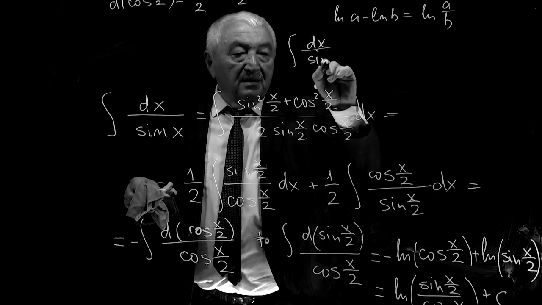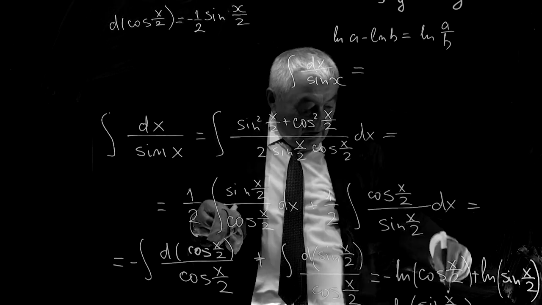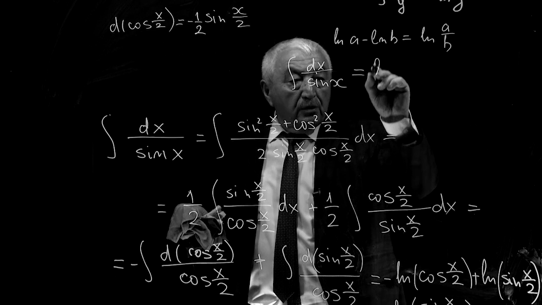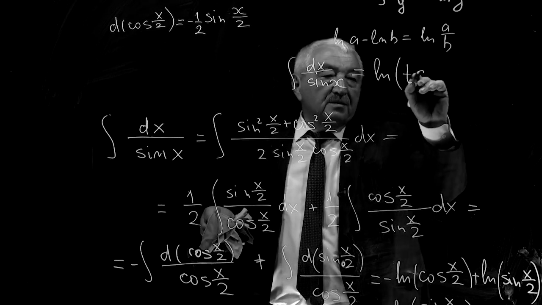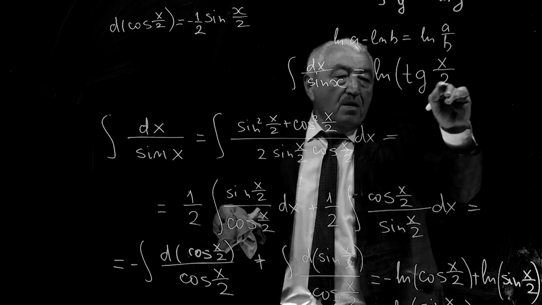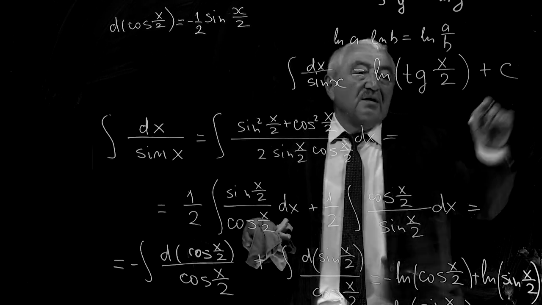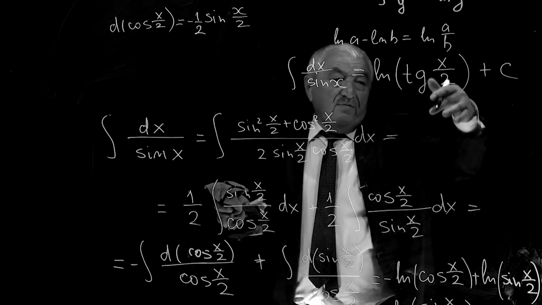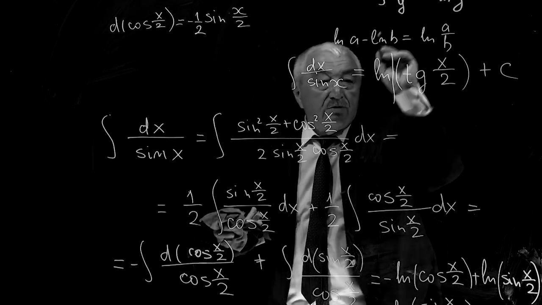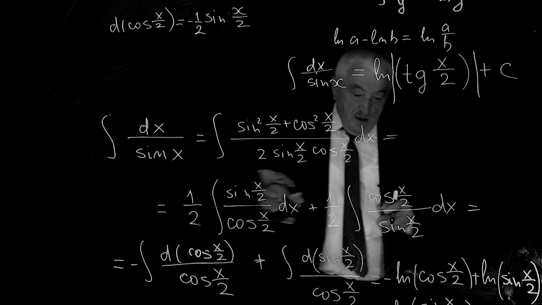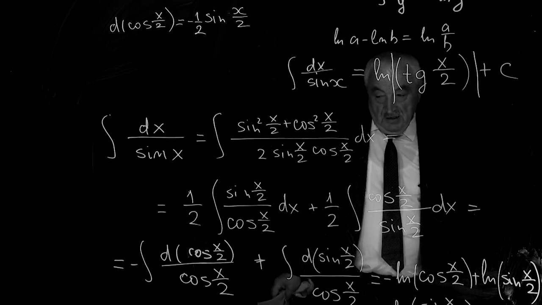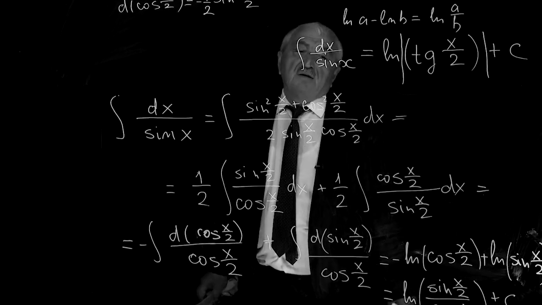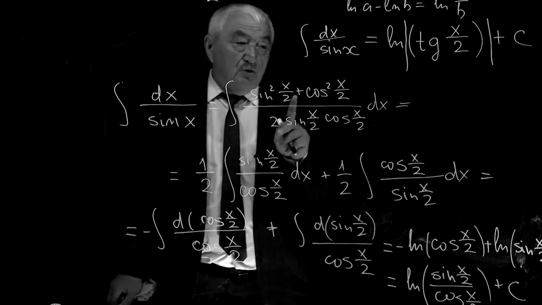divided by sine x is equal to, it is tangent, the function sine divided by cosine, logarithm of tangent x divided by 2 plus constant. Because the logarithm function is defined only for positive values, it is possible to give such absolute value. That is all. It is an application of integration by parts, with the trigonometrical function, for calculation of an integral.